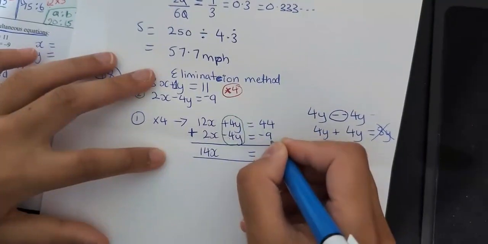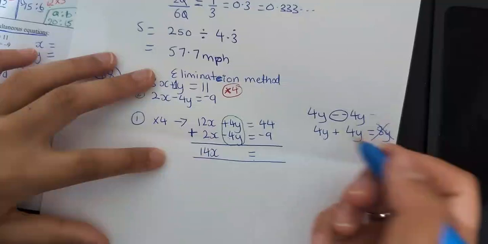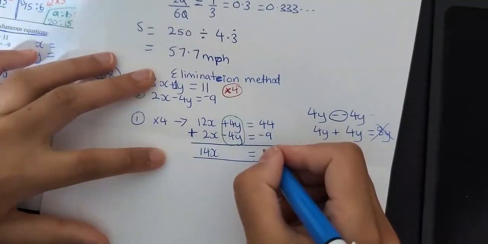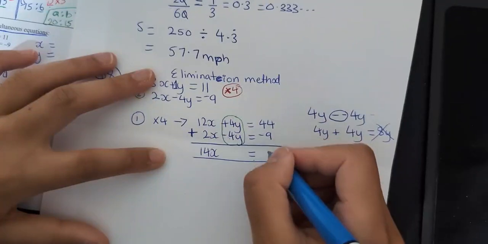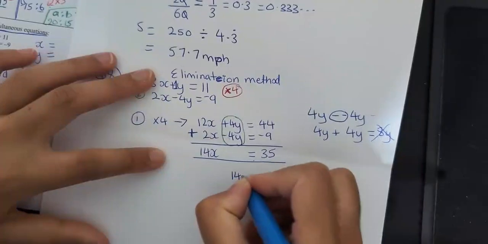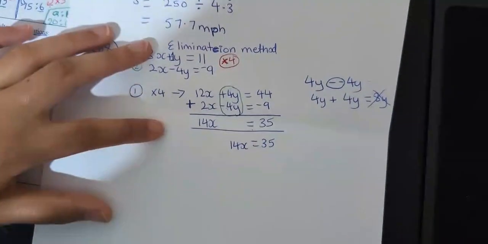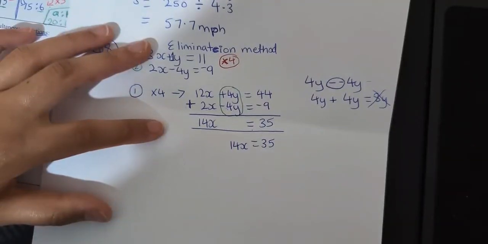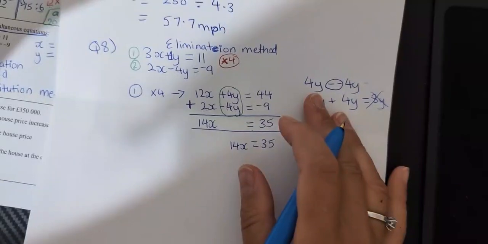Equals 4y minus 9. 4y plus minus 9 is just taking away 9, which means we are left with 44 minus 4 is 40, minus another 5 is 35. Okay, that means I've got 14x on this side equals 35. And if I solve this equation, I would get a value for x. Any ideas what x might be?